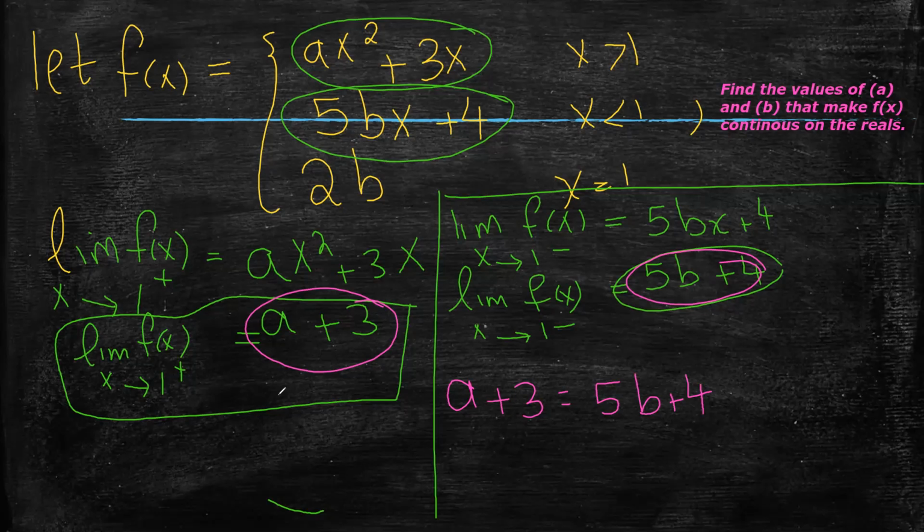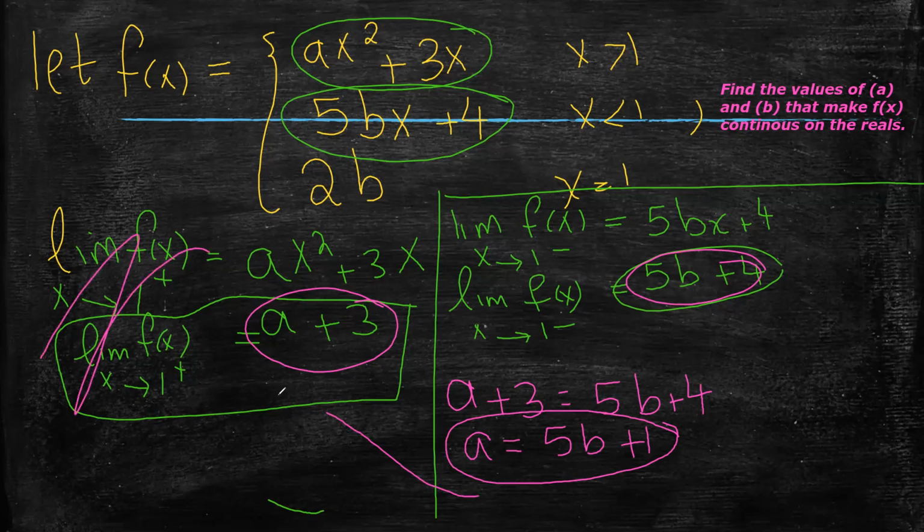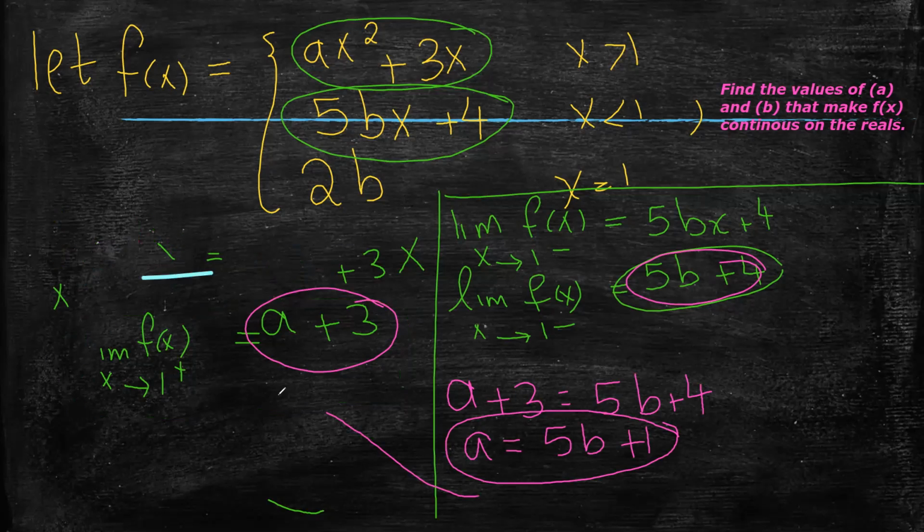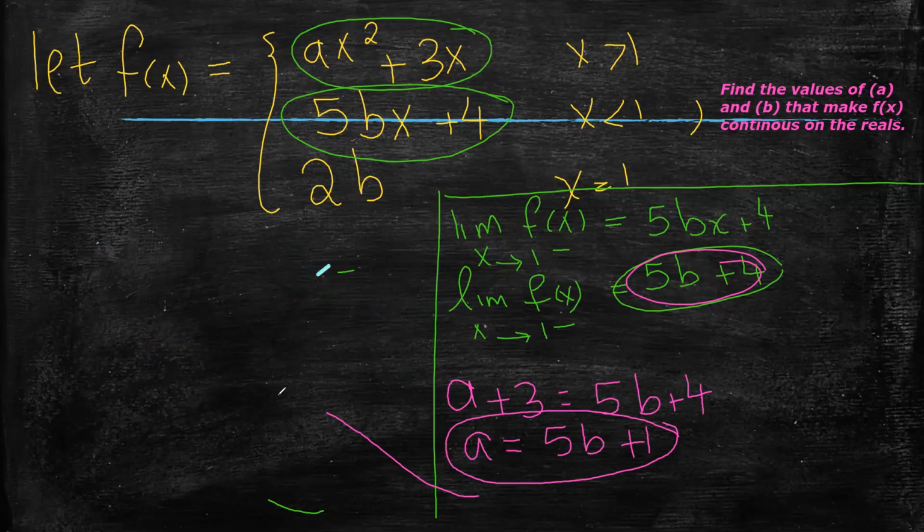Then, so a now is equal to 5b plus 4 minus 3, so a is 5b plus 1. Why do you put a plus 3 equal to 5b plus 4? I just make a minus 3, minus 3. But why did you put them equal to each other?